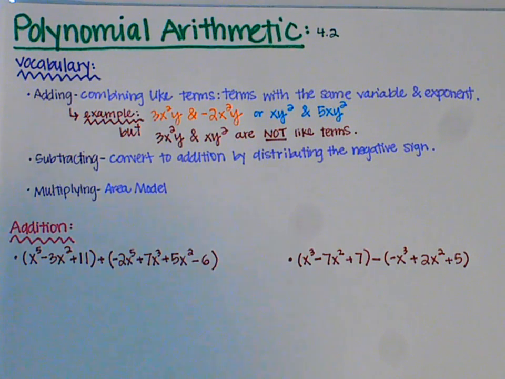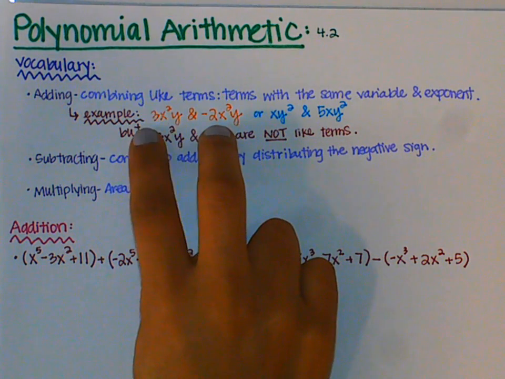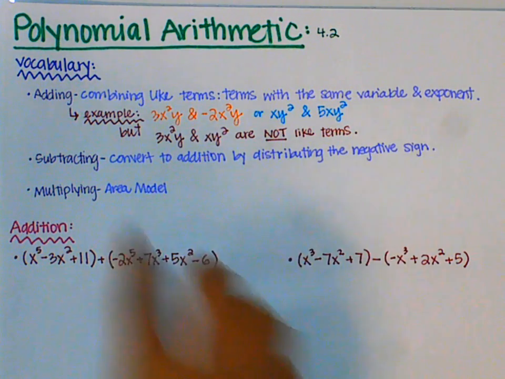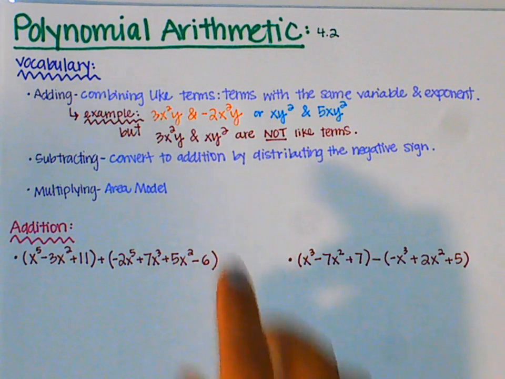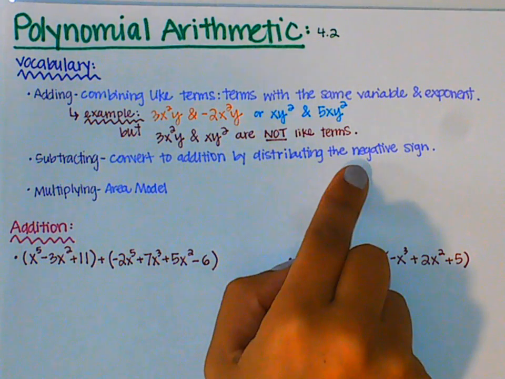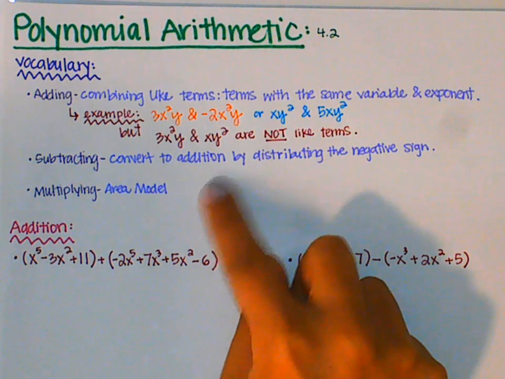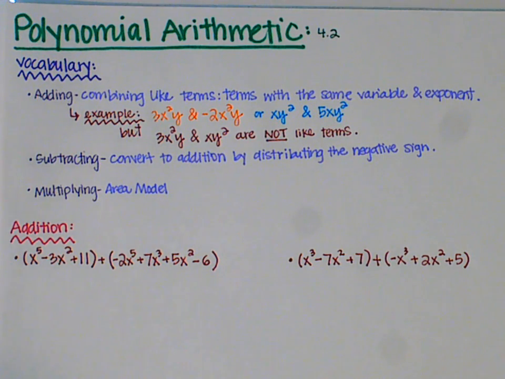Once you identify like terms for addition, you just combine them. So for example, if I were combining these two, it would be a positive 3 and a negative 2, which would give me a 1, which is just x squared y. When we subtract, we want to convert our problem into addition by distributing the negative sign, and we'll get into what that means. And then multiplying, we're going to be using the area model, but I'll go over a couple other ways also.